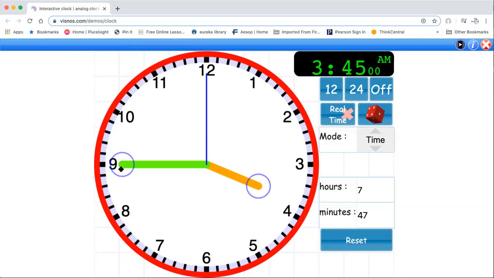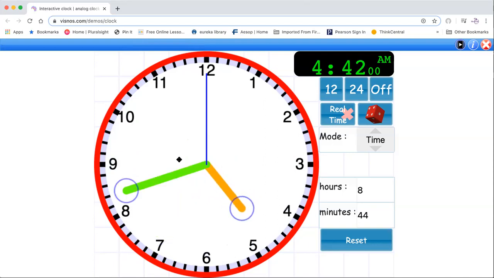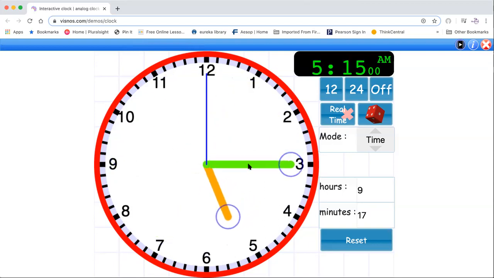Now, let's take it around twice and come right here. What time is that? Well, the hour hand is with the 5 because it's between 5 and 6. So we always go back to the number before. So it is 5. And the minutes are 5, 10, 15.